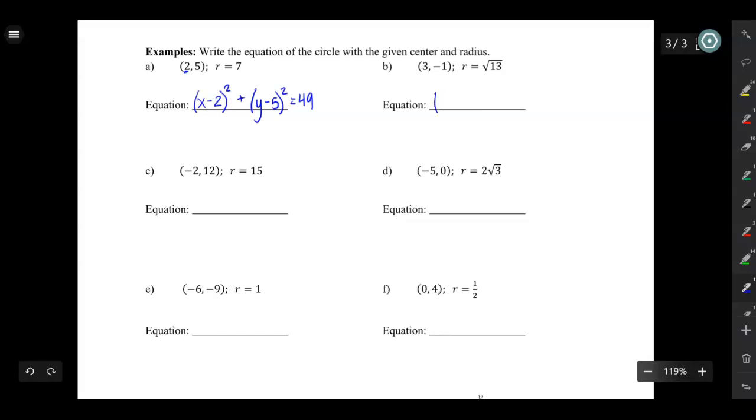Same thing over here. We're going to have an x minus 3 squared plus a y plus 1 squared. Keep in mind, again, I'm changing the signs of these coordinates as I put them inside the parentheses. And that's equal to the square root of 13 squared. Now, if you remember, the square root and the squared will cancel out. So I'm actually just going to be left with x minus 3 squared plus y plus 1 squared is equal to 13.